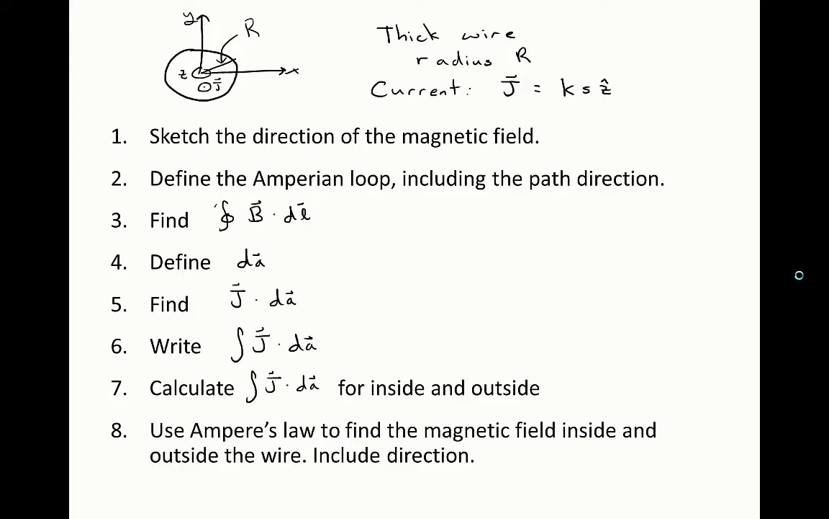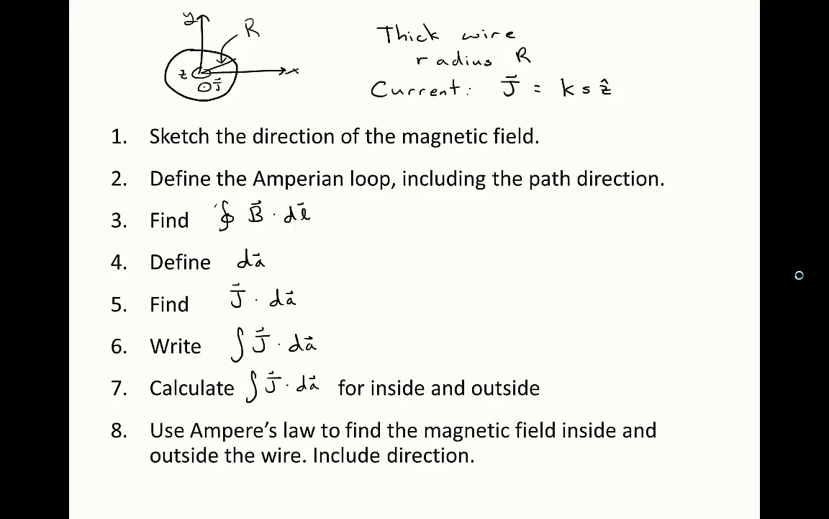So the first thing you need to do is sketch the direction of the magnetic field. Then you need to define the Amperian loop, including the path direction. Now you can define that path direction clockwise or counterclockwise. It's up to you, but just make sure you're consistent so the path direction matches up with your dA direction.